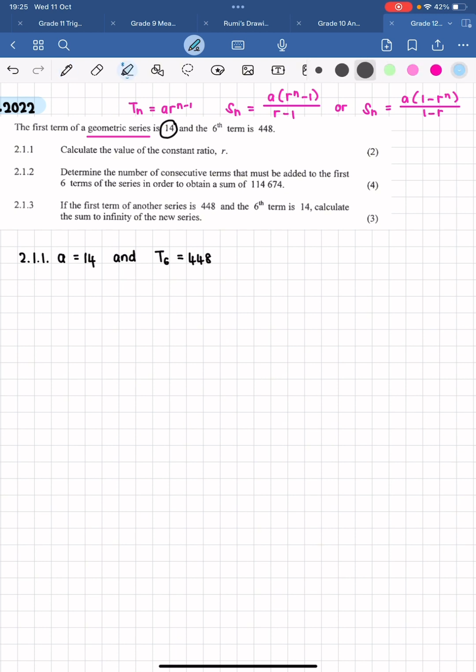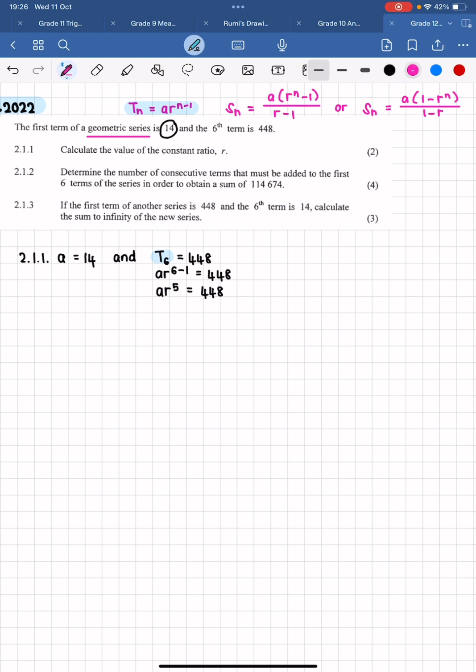Now what we're going to do is, since they've given us the value of a term, we are going to use the term formula. And we are going to rewrite term 6 as AR to the power of 6 minus 1, because our formula is AR to the power of n minus 1, and n is the term number. So in this case, n is 6. This actually gives us AR to the power of 5 is equal to 448.